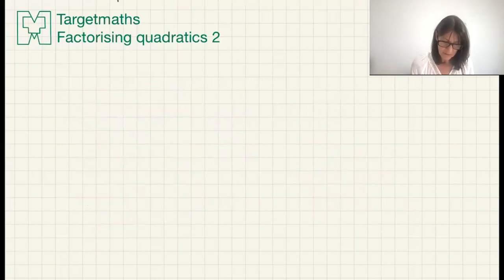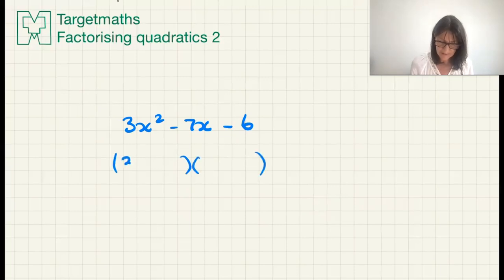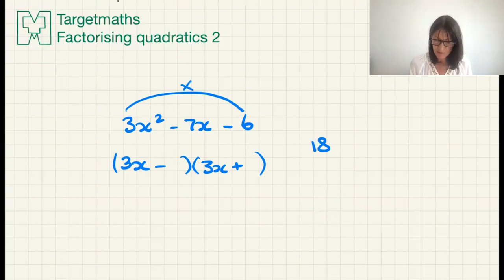So let's do 3x squared minus 7x minus 6. So 3 terms, general rule, 2 brackets, drop down the first term. Do the signs, it's neg neg, so we're doing neg pos. I'm going to multiply the 3 and the 6 to give me 18. I know I want to make 7.